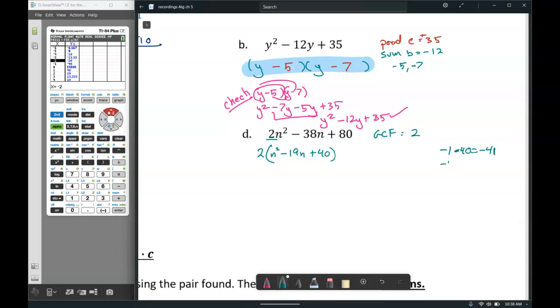Then we've got -2 and -20. That gives us -22. That doesn't work. Next, we've got -4 and -10. Gives us -14. That doesn't work. -5, -8. That gives us -13. That doesn't work. And notice how -19 would have needed to go somewhere in here. And so since there's no two integers that add to -19, I can't factor that any further. So we're done.